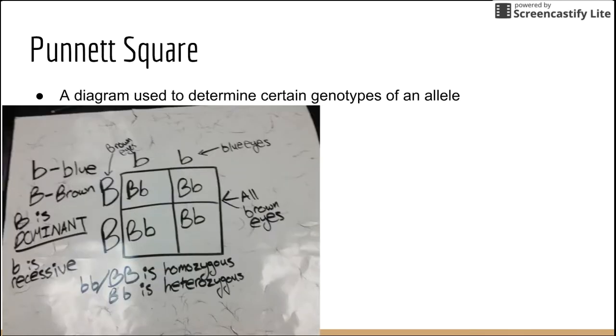A Punnett square is a diagram used to determine certain genotypes of an allele. A Punnett square can play a part in pedigrees, as it can take a genotype from a mom and a genotype from a dad and show possible outcomes for their children's genotypes. In this picture, it shows maybe a mom with blue eyes and a father with brown eyes.